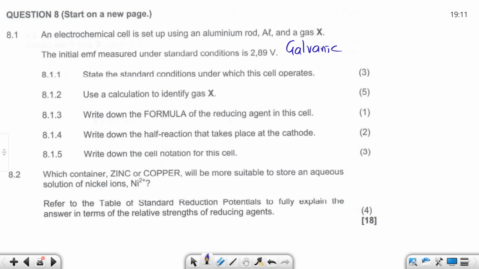Okay, what do we have? We have an aluminum rod and a gas. What are the conditions for this cell to operate? Standard concentration of 1 mole per dm cubed, right? Standard temperature of 25 degrees Celsius, and standard what? Pressure of 1 atmosphere. Why are we using pressure? Because we have a gas. 3 marks in the back there.